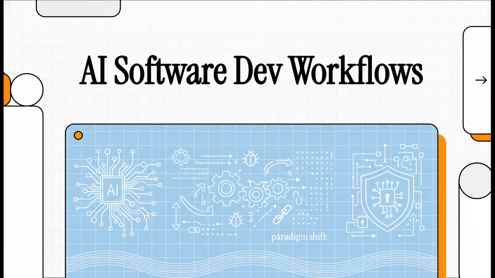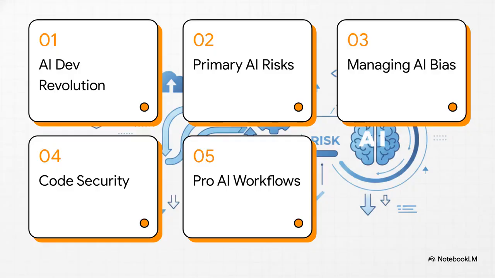Okay, let's dive into this, because today we are going to look way past the hype and explore the rigorous professional standards you absolutely need to use AI safely in production. Here's our roadmap for today's explainer. We'll start with the AI development revolution, then look at the primary risks of AI, move into identifying and managing bias, cover maintaining code security, and finally wrap up with professional AI workflows.